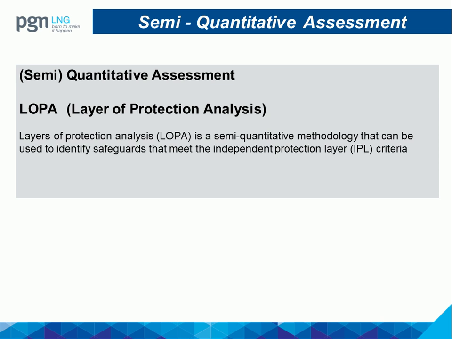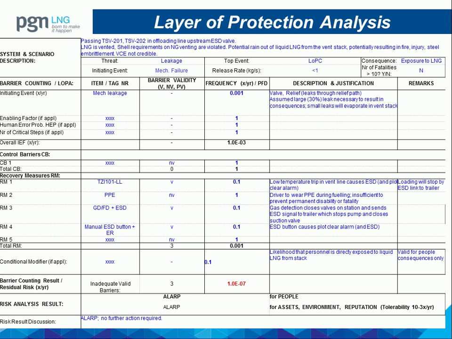The next one will be semi-quantitative assessment. It's LOPA, layer of protection analysis. It is done to give more assurance that safeguards meet independent protection layer criteria. This is one of the examples. I would not go too deep into this. It would take another 2 days to explain LOPA, but you get some view.